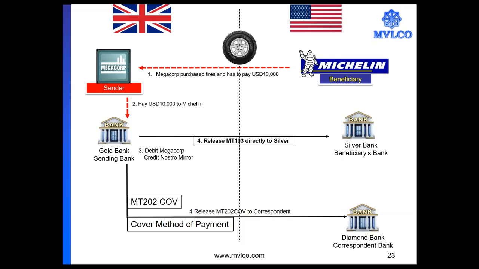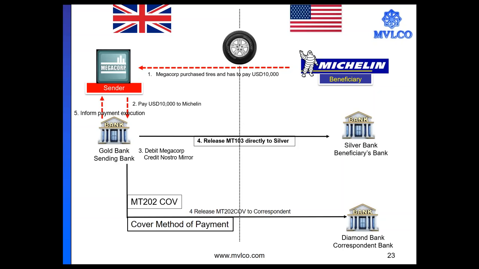And instead of MT103 coming from Gold to Diamond in this case, we created another message called MT202 cover. This MT202 cover will inform Diamond Bank that Diamond Bank has to debit Gold Bank's Nostro account and make the payment to Silver Bank. It will have two sequences. Sequence A telling who is Gold Bank, who is Silver Bank, and sequence B telling Diamond Bank who is Michelin and who is the sender Megacorp. So in this 202 cover, though the series use is a bank-to-bank payment, it is used typically along with an MT103.